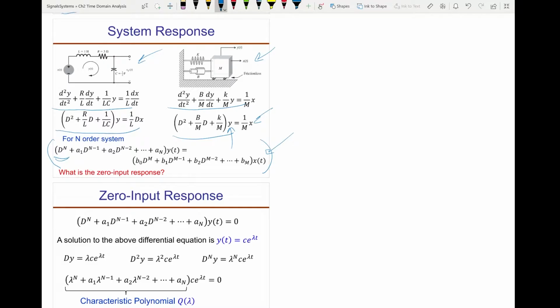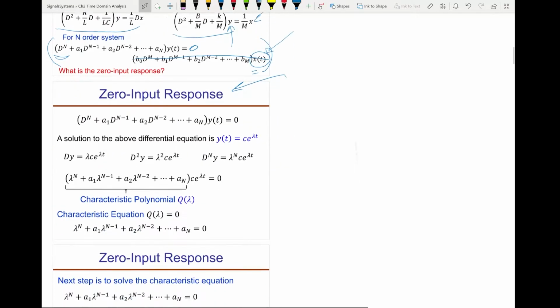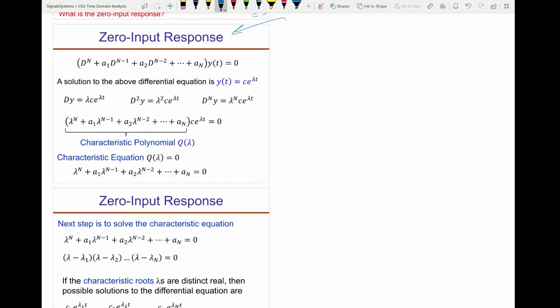Now, when we say zero input response, that means x of t here is 0. Basically, you ignore all these terms, and now you solve this differential equation. In a differential equations course, we call this a homogeneous equation, and the solution of the homogeneous equation we now call the zero input response. So how do we solve these homogeneous equations? Here D represents, just a reminder, a derivative. N is the order. N could be 3, 4, 5, depending on the system complexity.